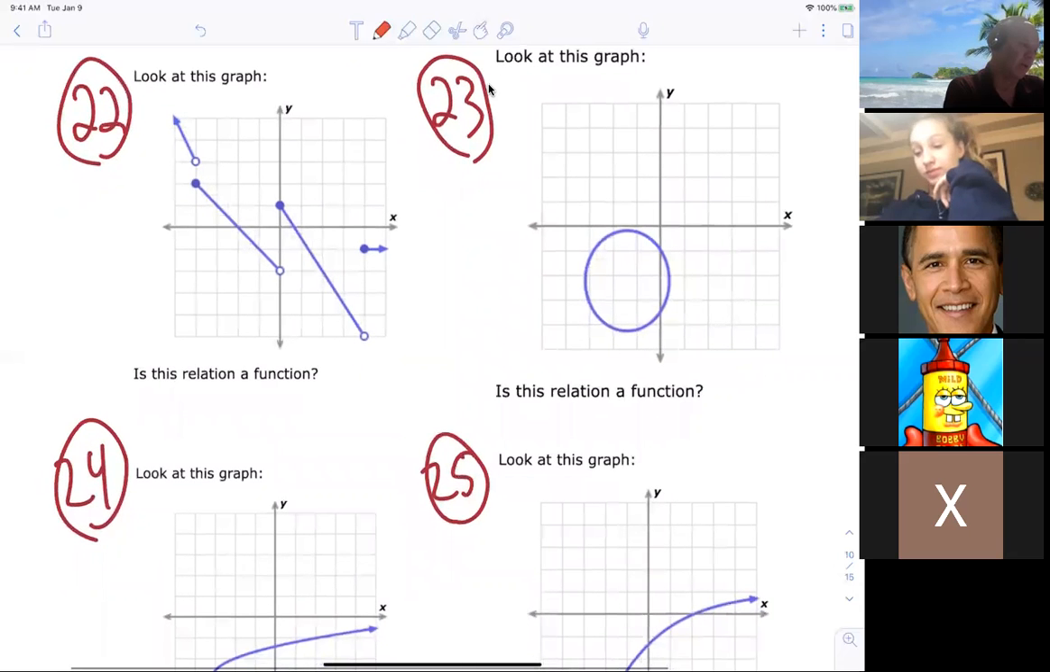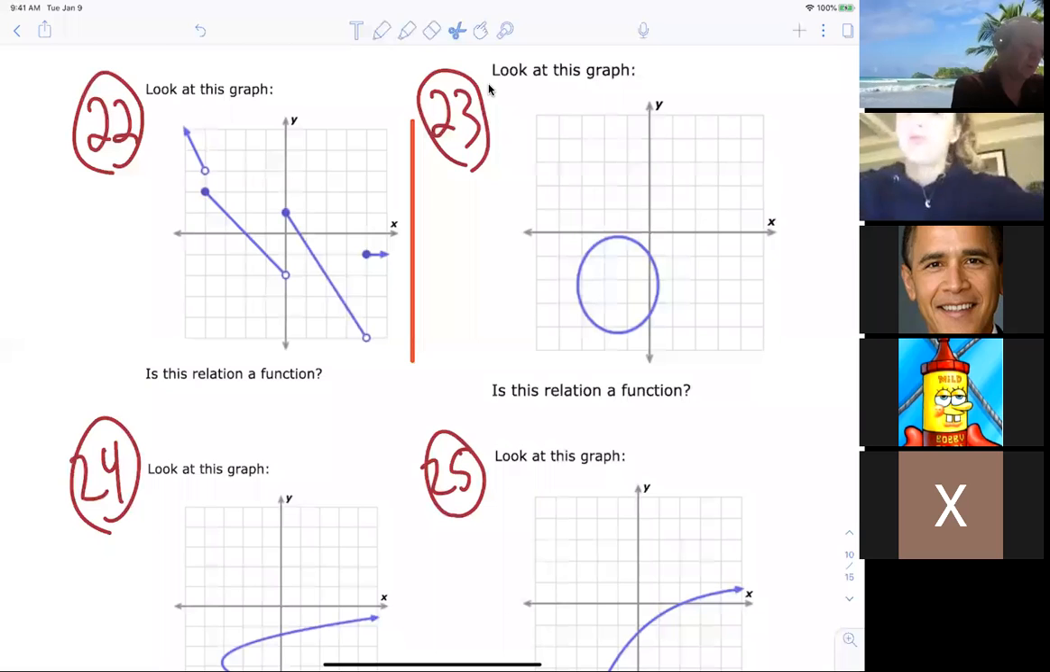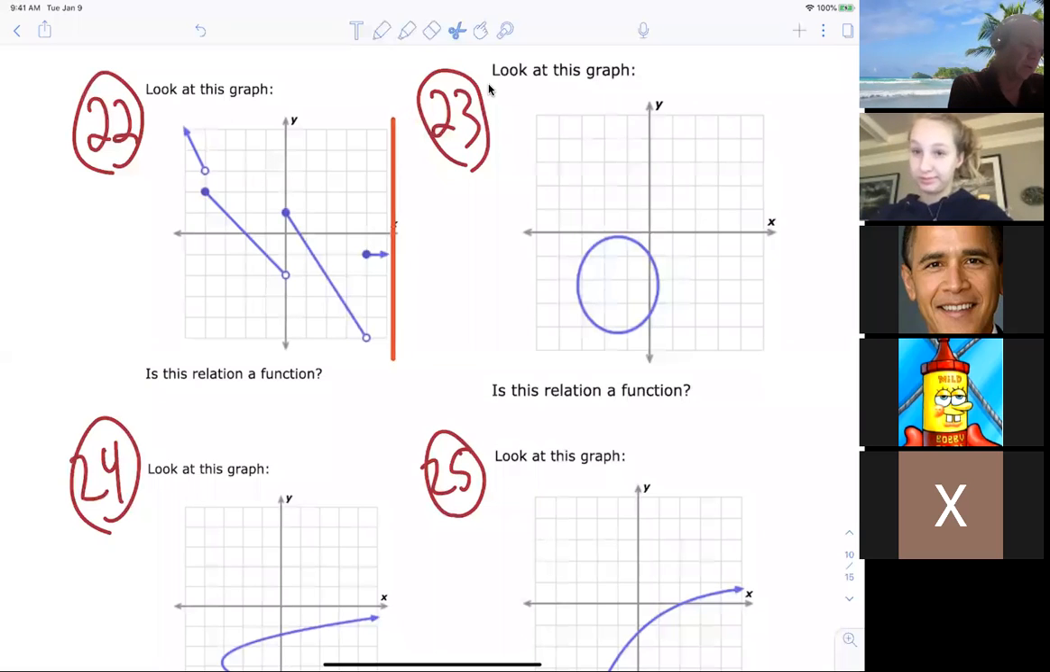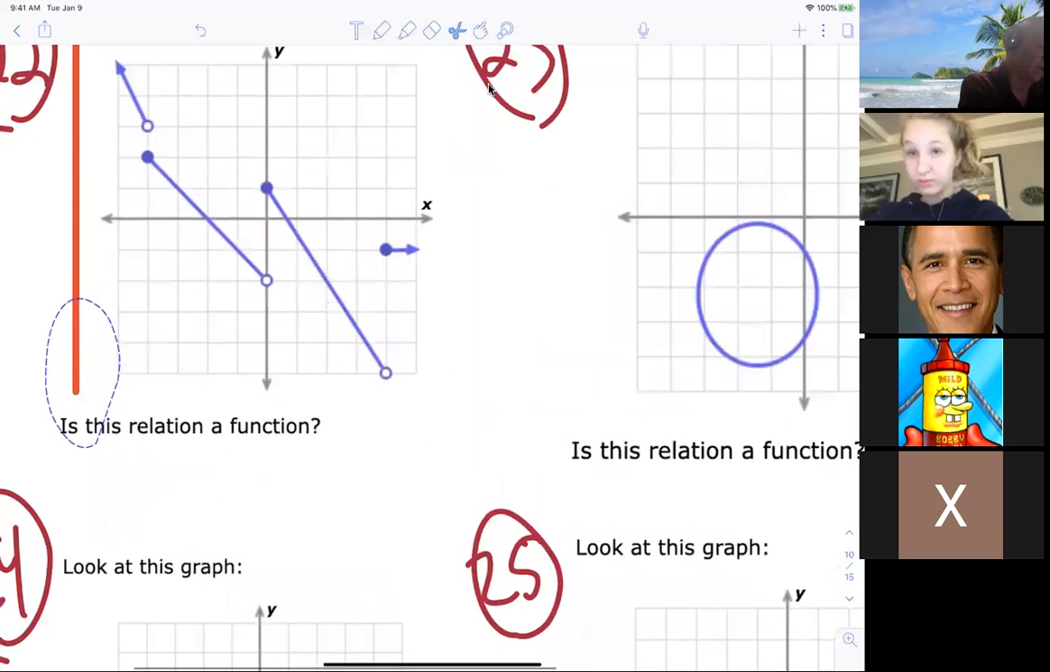Okay, now these are the tricky ones, guys. All right, so I want everybody to take this vertical line, and we're going to just scan across. Is this a function? Yes, it is.